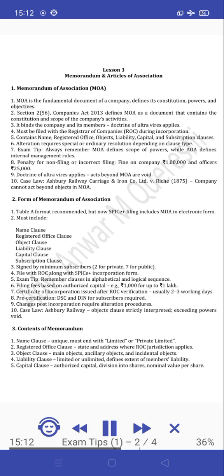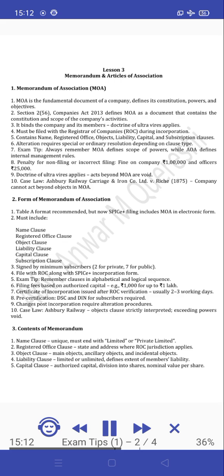8. Penalty for non-filing or incorrect filing. Fine on company 100,000 rupees and officers 25,000 rupees. 9. Doctrine of ultra vires applies. Acts beyond MOA are void. 10. Case law: Ashbury Railway Carriage and Iron Company, Limited vs. Riche, 1875. Company cannot act beyond objects in MOA.